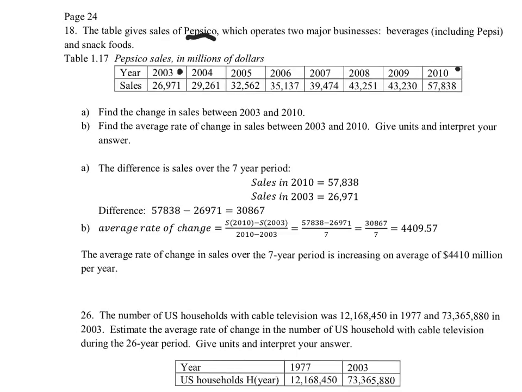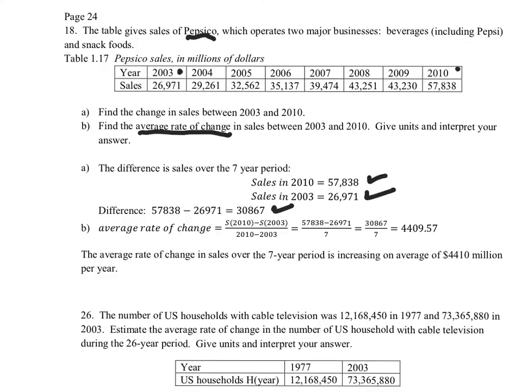And to answer that, all we do is take the sales from 2010 and subtract the sales from 2003 to get our value of $30,867. But in B, they want us to find the average rate of change in sales from 2003 to 2010 and give the units and interpret your answers.